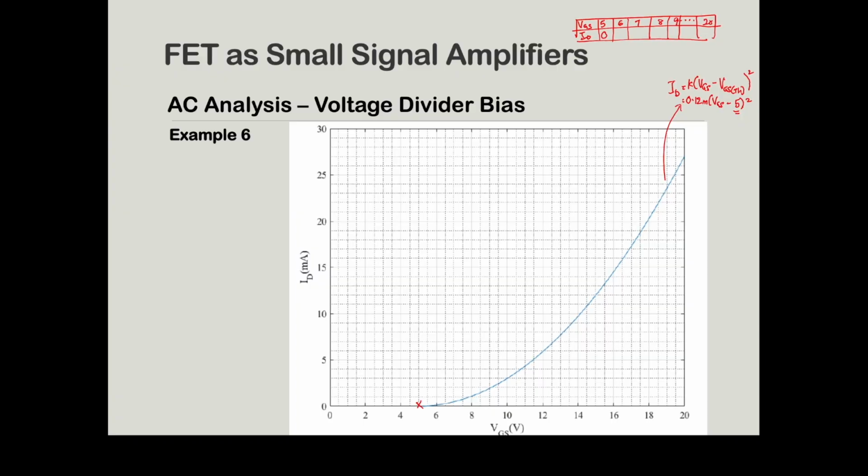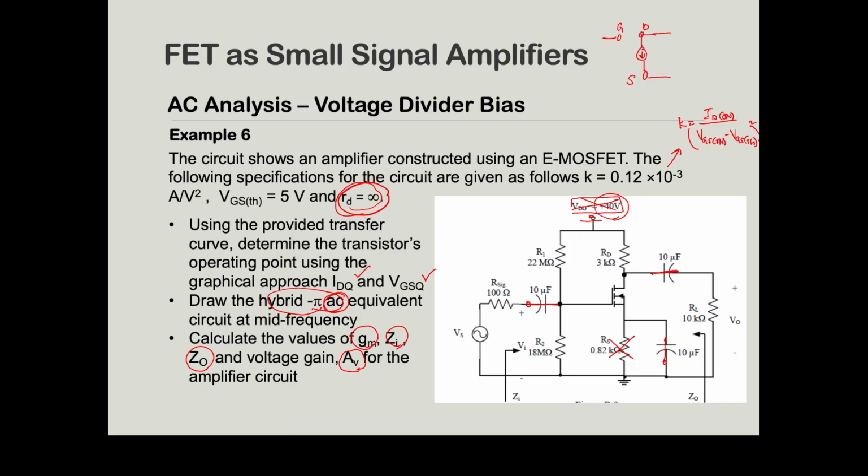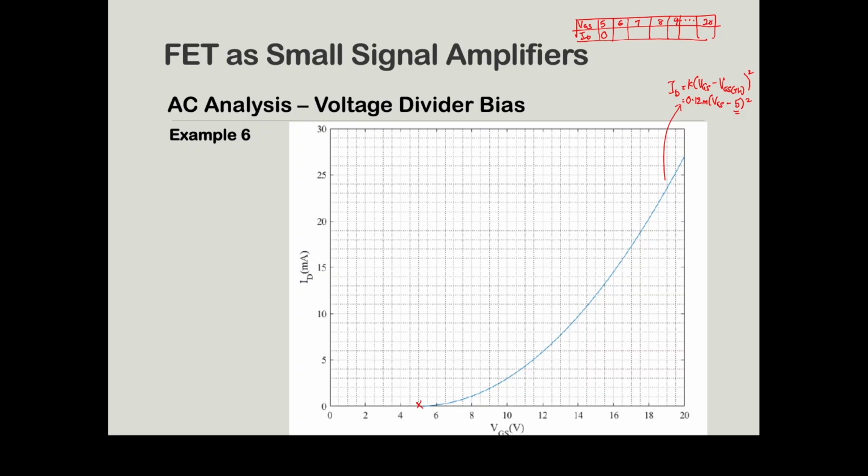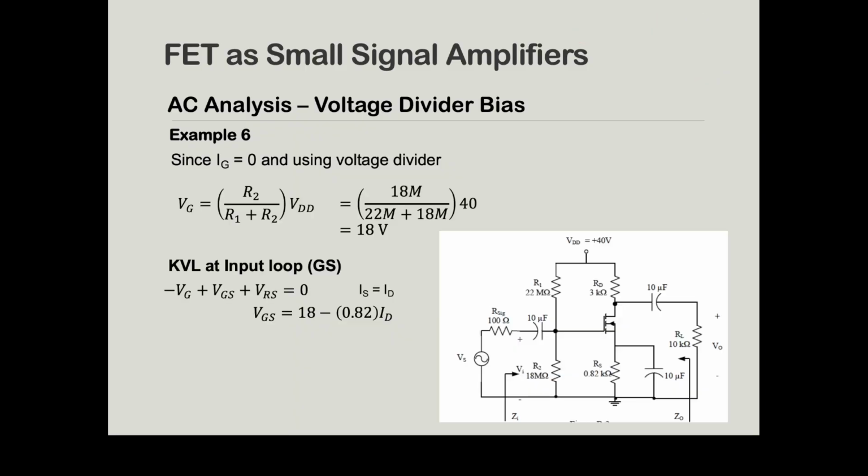Okay, so the transfer curve has been given to you. What you need to have is the KVL. So now let's look at the circuit again. When it is a DC analysis, of course, your capacitor will become an open circuit, meaning that it's going to be removed. So what's left behind is only the center of the circuit.